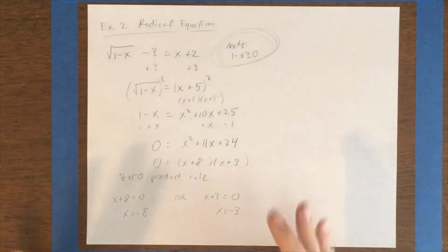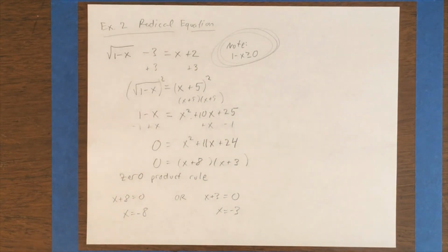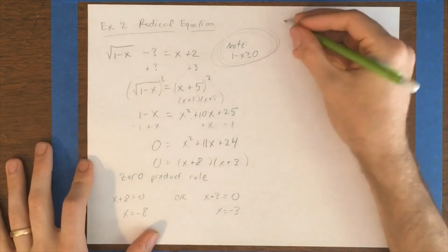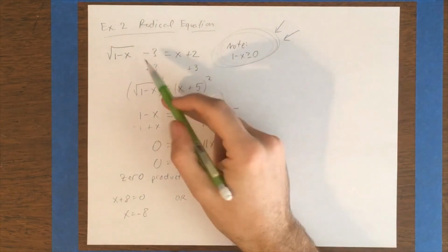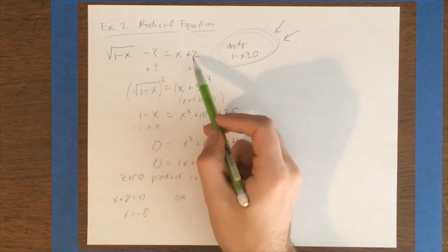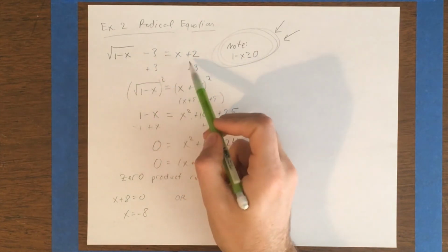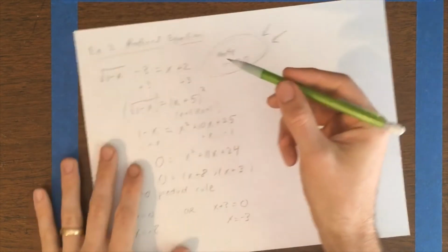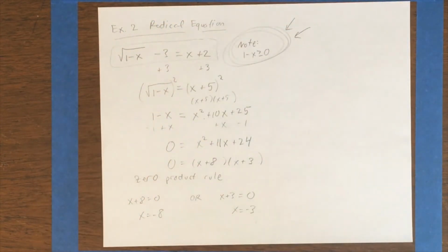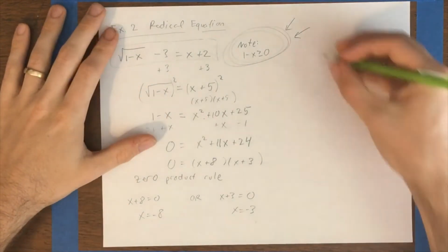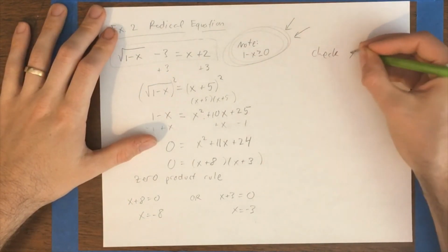But now, we can't just say that those are our answers and call it good. We should stop, because remember, we've got to make sure that 1 minus x is going to be a positive number. Also, we need to make sure that these are actually solutions for this equation that was originally given. When checking our answers, we have to always go back to the original equation. So let's check x equals -8.